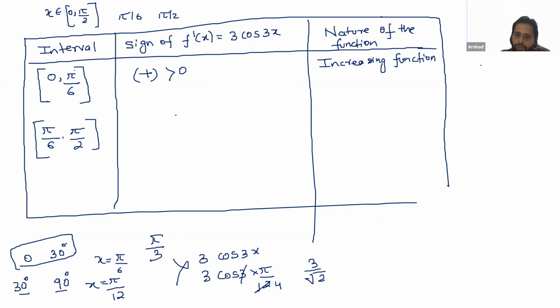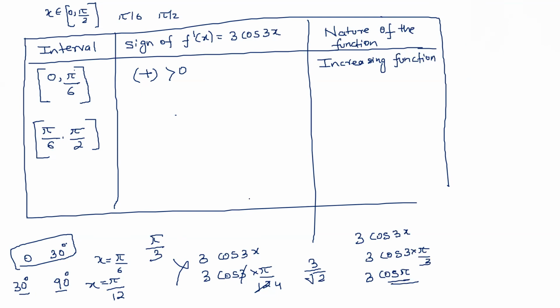We will put here 3 cos 3x. Put here pi by 3. So 3 cos 3 into pi by 3. The 3 will cancel out. What do you get? 3 cos pi. What's the value of cos pi? -1. So this will be negative, less than 0. So this is a decreasing function.